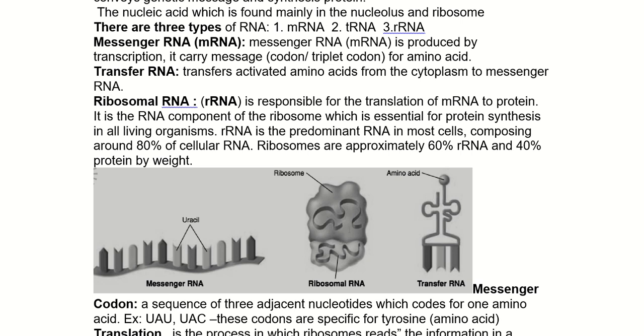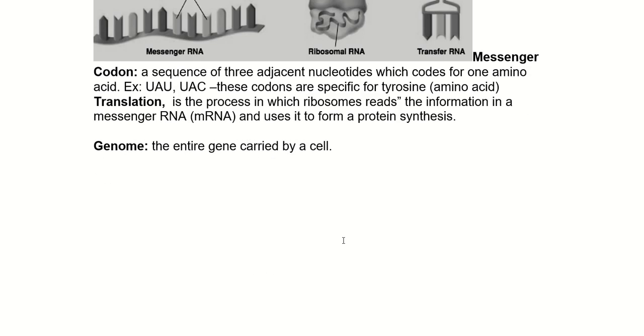And this is the ribosomal RNA, responsible for the translation of the messenger RNA to protein. It is the RNA component of the ribosome, which is essential for protein synthesis in all living organisms. rRNA is the prominent RNA in most cells, comprising around 80% of cellular RNA. Ribosomes are approximately 60% rRNA and 40% protein by weight.